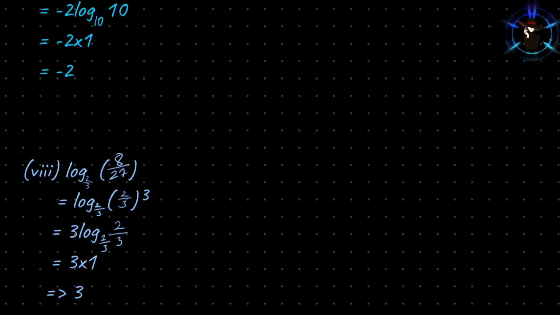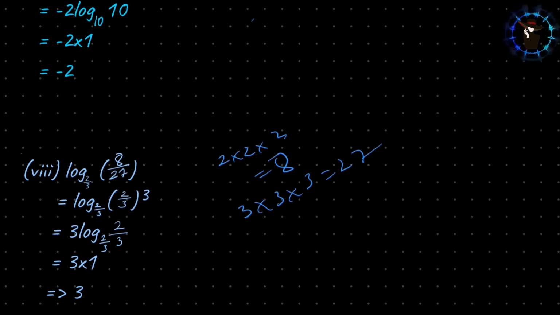It is log 8 by 27 with the base 2 by 3. Now 8 by 27 can be written as 2 by 3 whole cube. As everyone knows, 2 into 2 into 2 equals 8, and 3 into 3 into 3 equals 27. So it can be written as 2 by 3 whole cube.